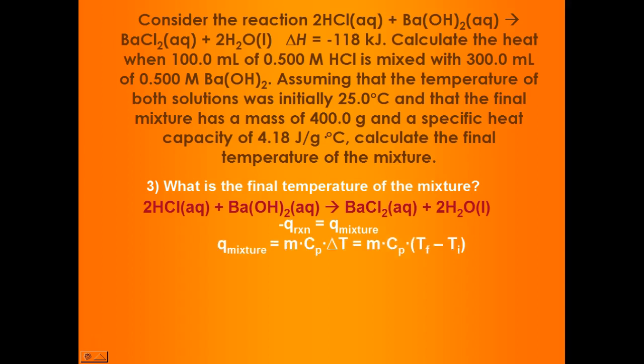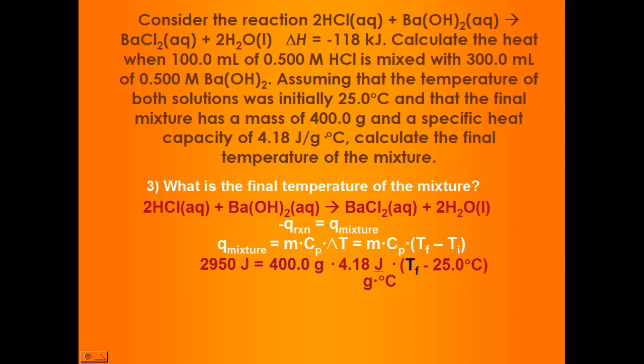Alright, and we also know that the Q of the mixture is going to be able to be determined by using mCΔT. We have the specific heat of the mixture, we have the mass of the mixture, and we know the initial temperature of our mixture. So hopefully you're seeing now how we could get that final temperature. So the Q of the mixture, I went ahead and changed to joules since my specific heat was in joules. I substituted my mass, my specific heat, and my initial temperature.